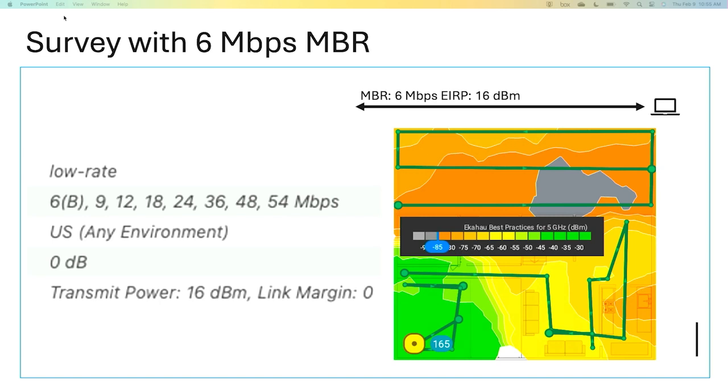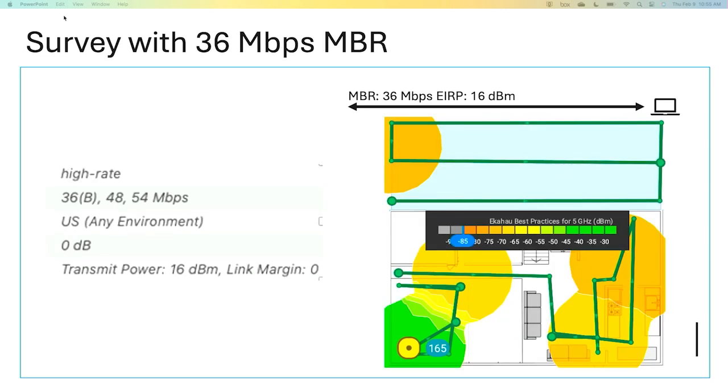I used the threshold of negative 85. And you can see the orange areas are around kind of hitting the negative 85 threshold. Now, what happens when I just use the 36 meg MBR? Same exact walking path, and now with a 36 meg MBR, with a high rate SSID, a bunch of areas are showing nothing. The negative 85 signal is getting cut off.